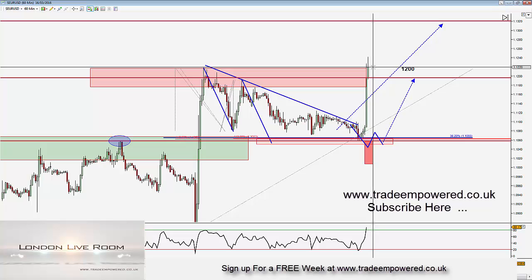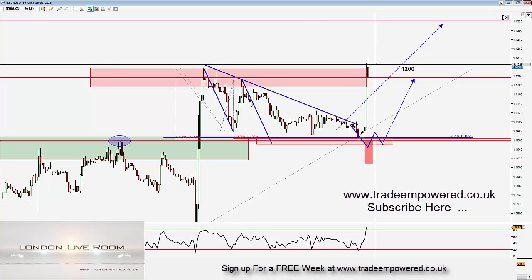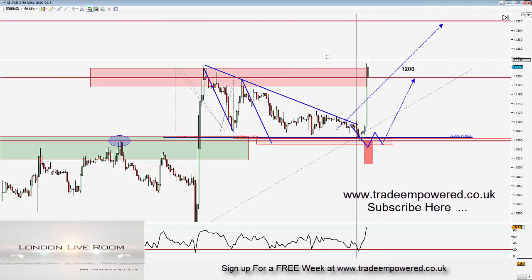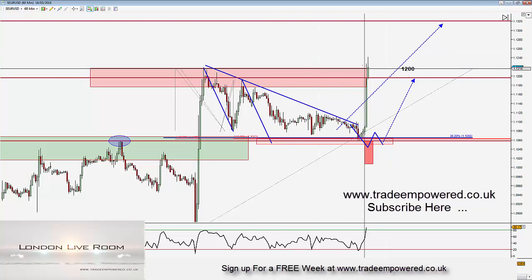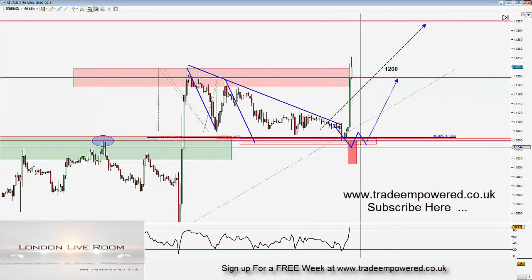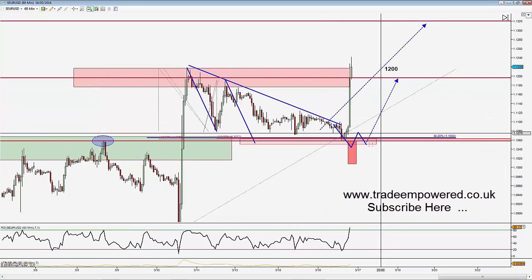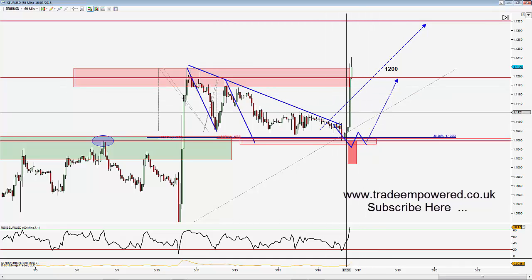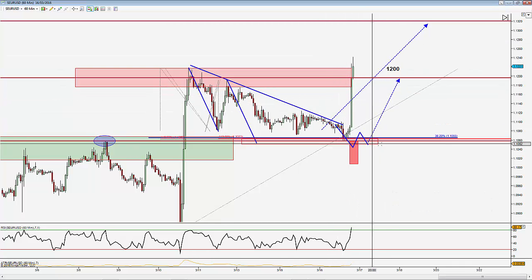So it'll be interesting to see where this actually closes. If we close above, then we'll be waiting for a pullback into structure and look to get long. But pat on the back for the correct analysis, correct prediction. And we move on to the next one.